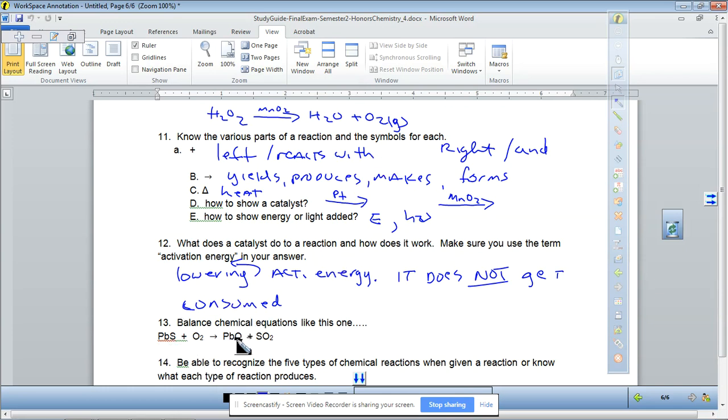Balancing equations, let's see. Wow, we got 3 O's here, 2 here. So if we did a 3 and a 2 to get 6, I don't know, maybe. If we did a 2 and a 2, then that would give us 2, 2, 2, 2, and 4, 6. And there it is, there's our 6.